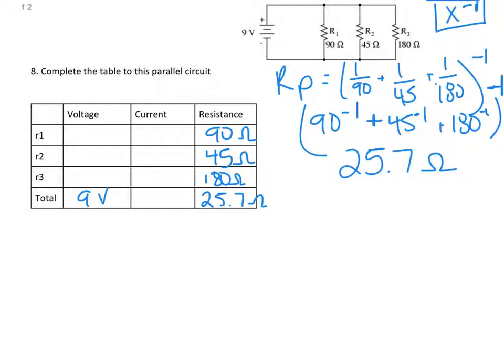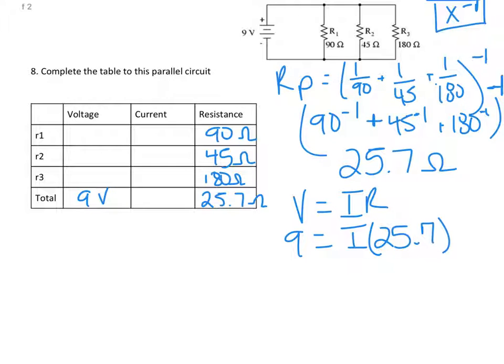All right, next step is going to be to find your current. So you're going to use Ohm's law, which is voltage equals current times resistance. That I stands for current. So you'd plug in the 9, solve for I, and then plug in your equivalent resistance that you just found of 25.7. You would divide 9 by 25.7. So that would equal 0.35 amps. All right, so we can add that now to our chart.